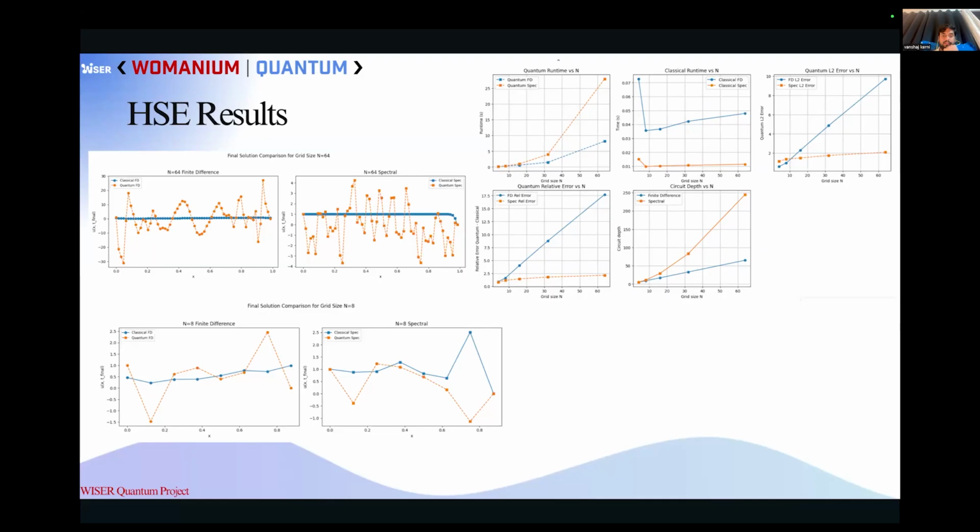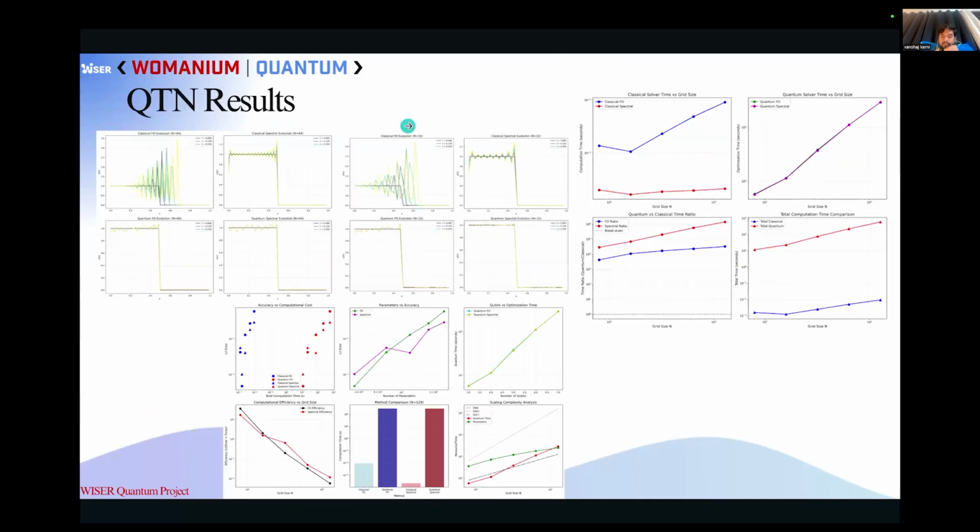Then coming to the QTN results, we had a similar show for both the finite difference and the spectral, where the runtime for the finite difference is again larger than that of the spectral. We looked into it closely and understood that the spectral is a bit better approach than finite difference for the QTN and HSE.